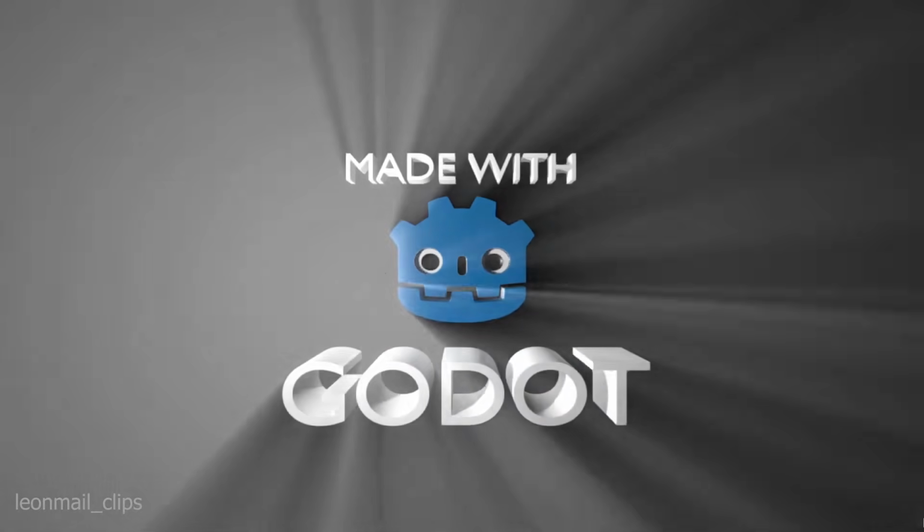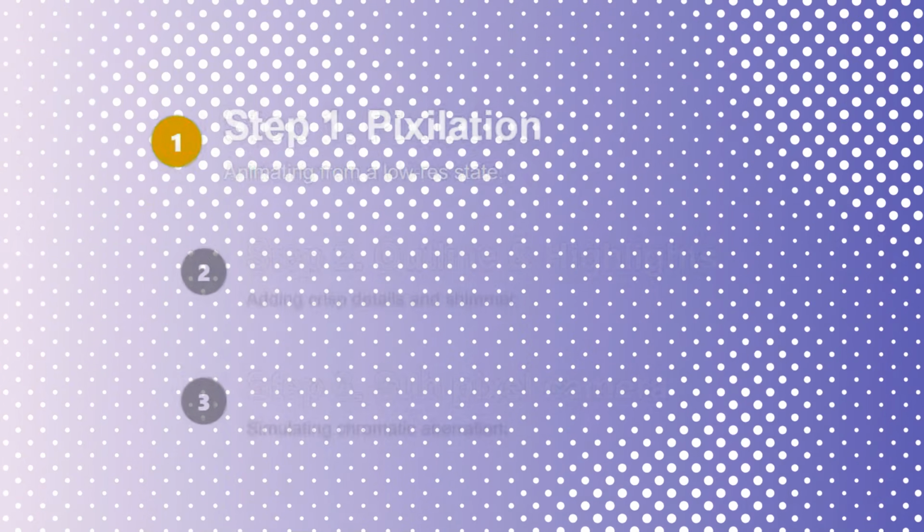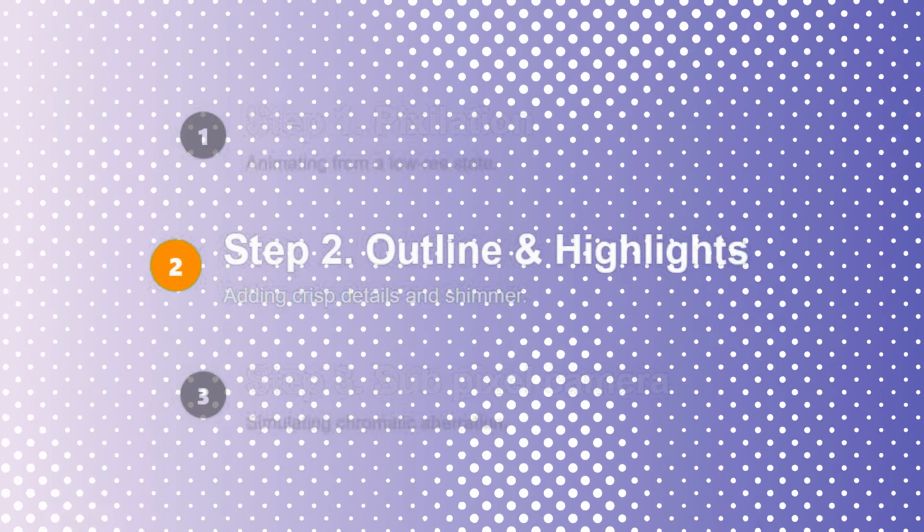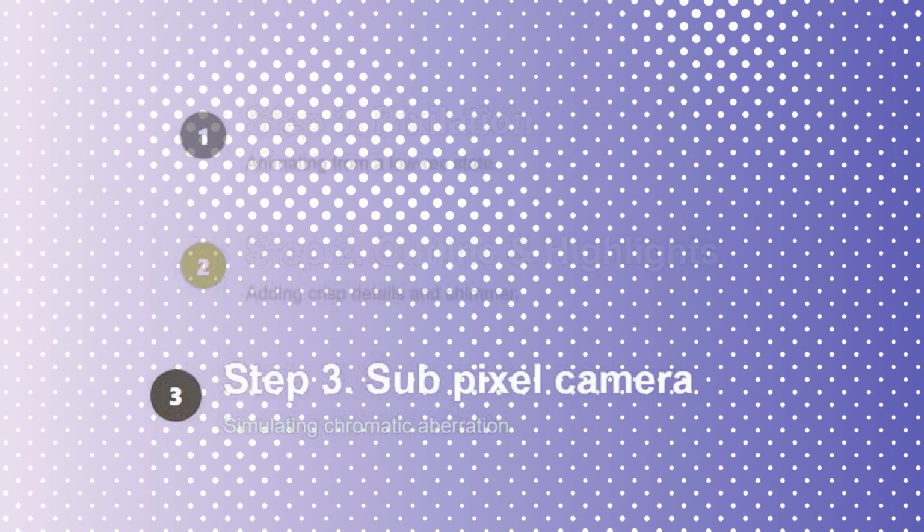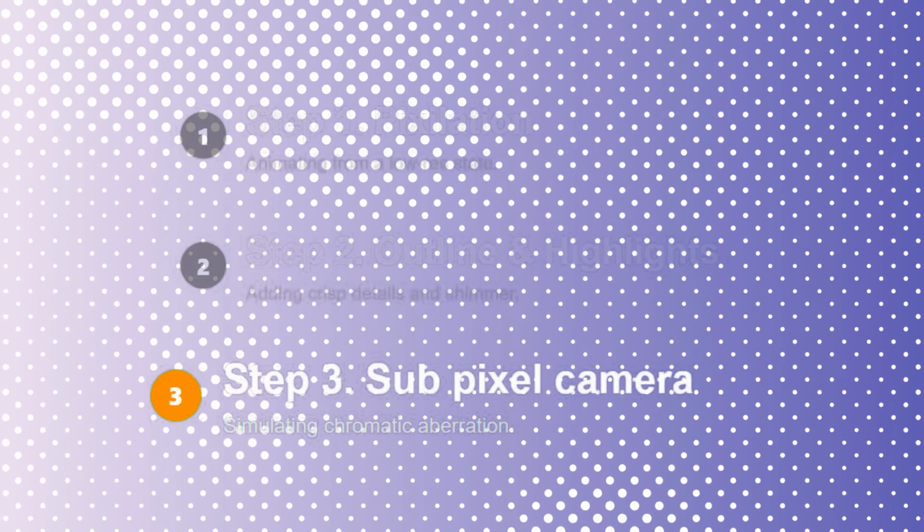We'll create it by using just 3 steps. First we'll pixelate, then we'll add outline and highlights using shaders, and then I'll tell you about subpixel camera. Let's start with pixelation.